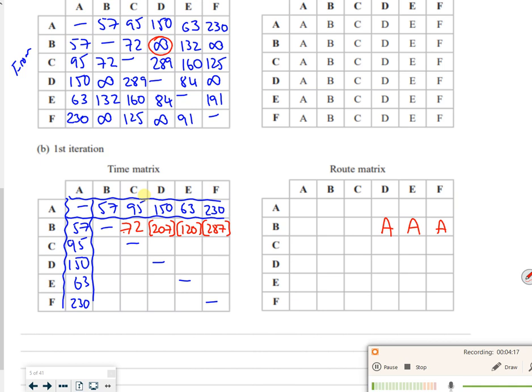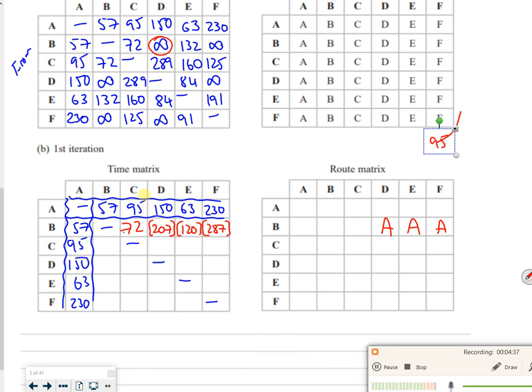Then looking along the C, if I just fill it in from what I've got, I've got a 95, so that didn't change. No, I had the 95, that was there already, I ditched that 95. Throw it out somewhere. Out of the way.